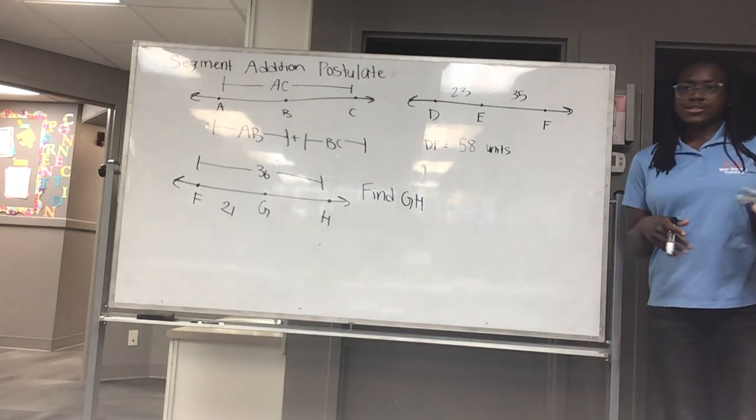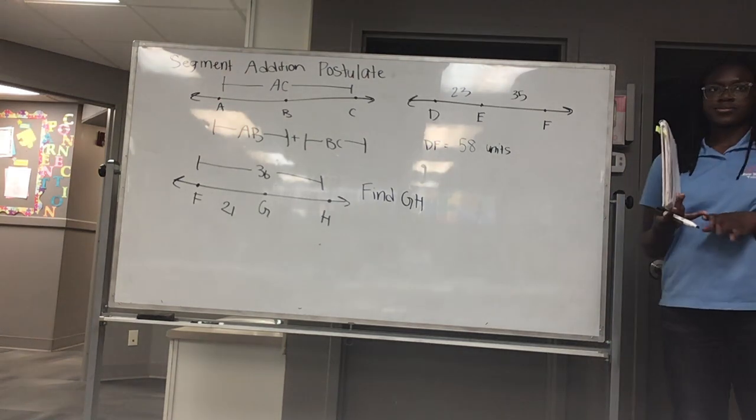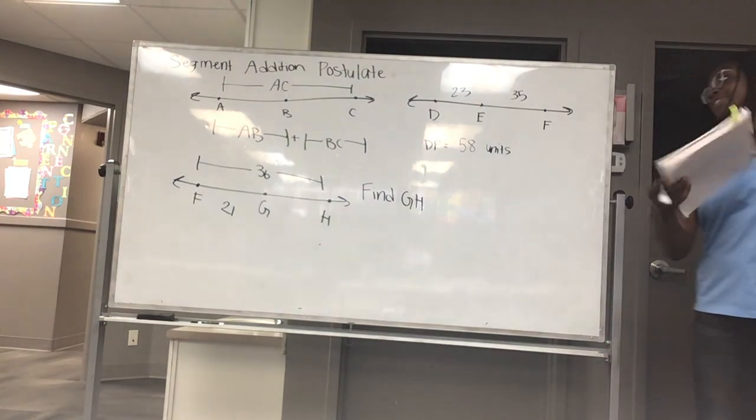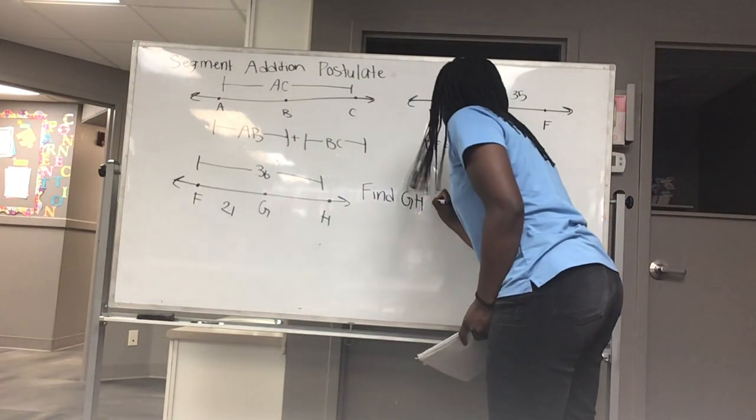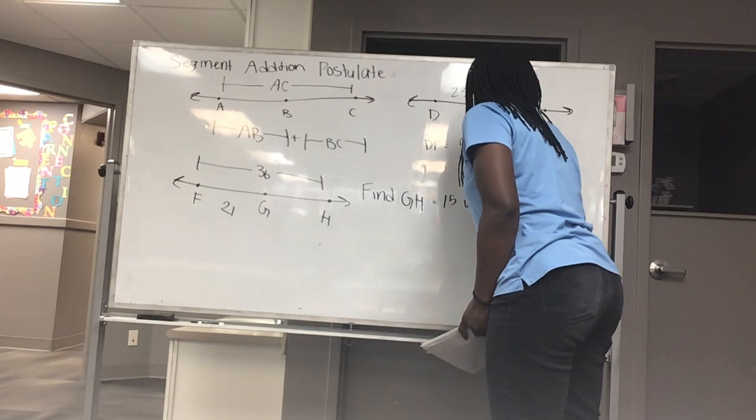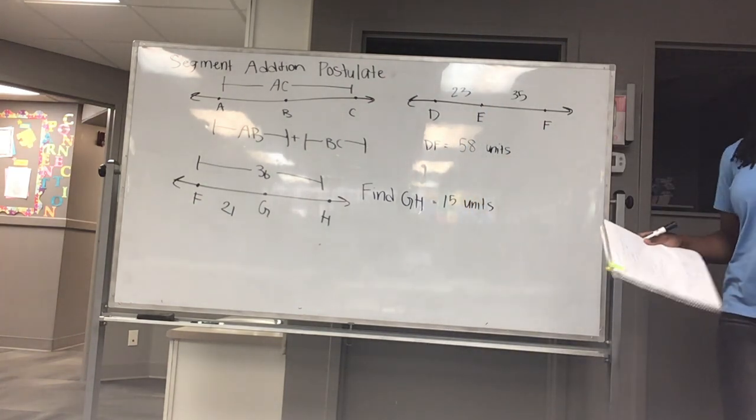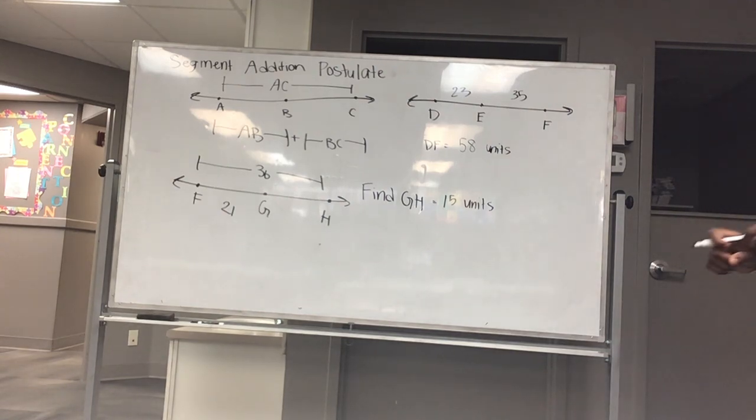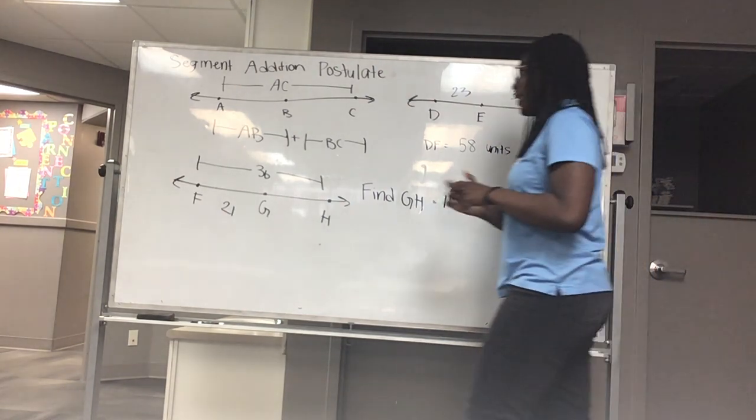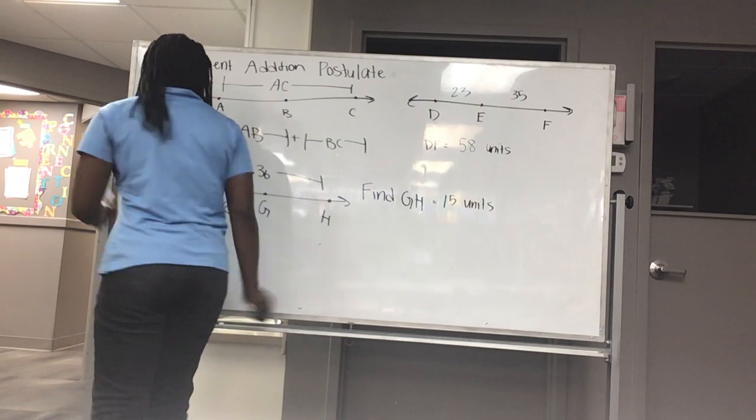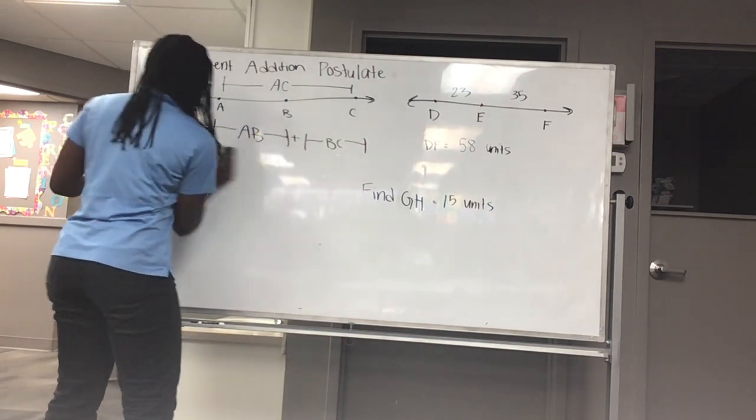Okay, does anyone have an answer? 15 units. Yep, 15 units. So GH is equal to 50. Okay, so that's the segment addition postulate, and you could see maybe just one question on it or anything like that. But that's how you do those ones.